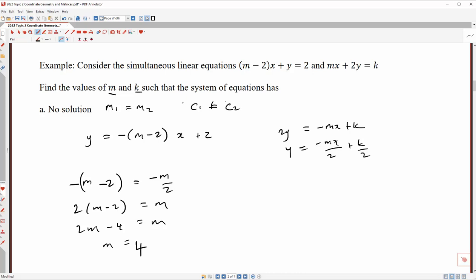Let's just check out the y-intercepts. We're going to say that c1 can't equal c2, so 2 can't be the same as k on 2, which means k can't equal 4. What this is basically saying is for this system of equations, if m is equal to 4 and k is not equal to 4, we're going to get no solution.